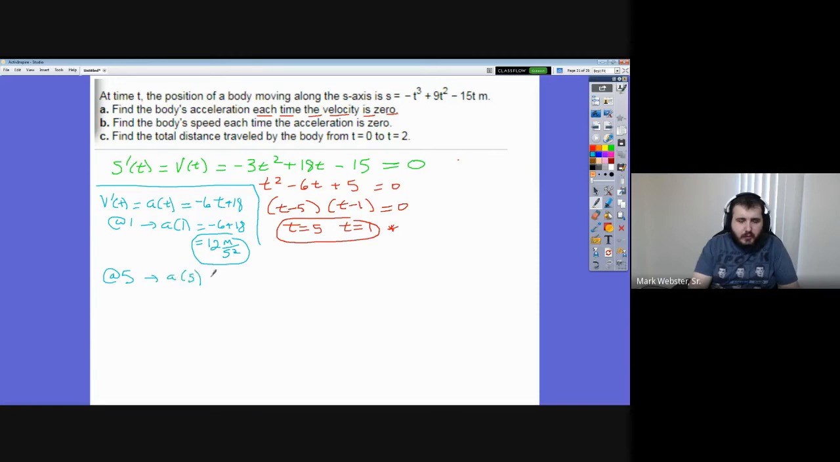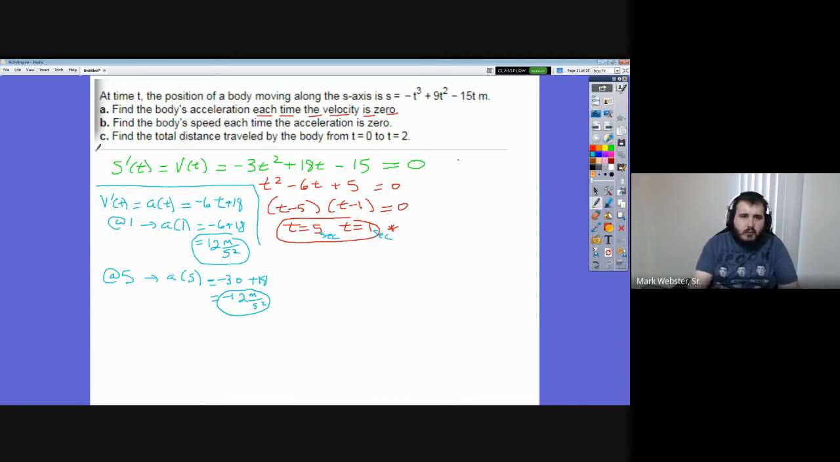Just going to plug it in. So now negative 6 times 5 is negative 30. Plus 18 should be negative 12. And again, I'm going to just go with meters per second squared. These are in seconds. Can't forget that.